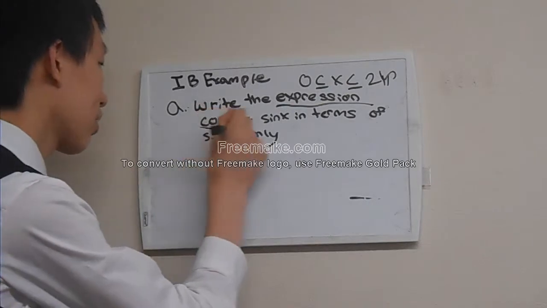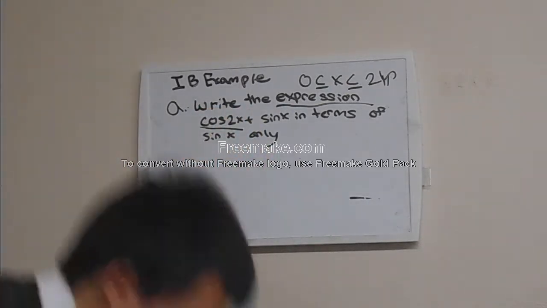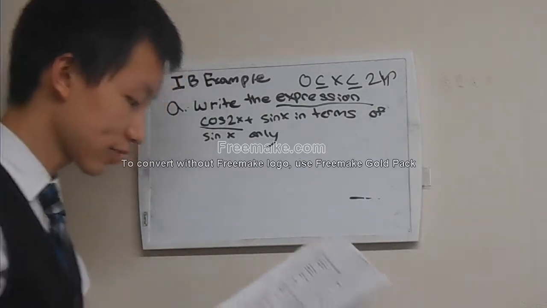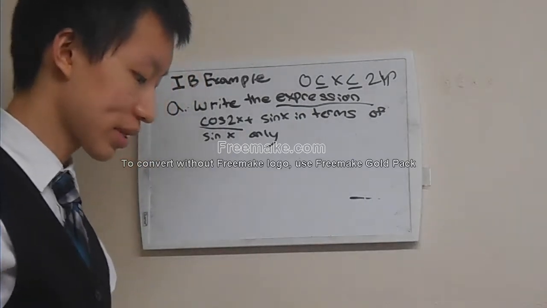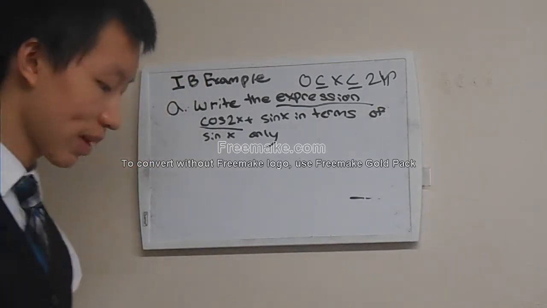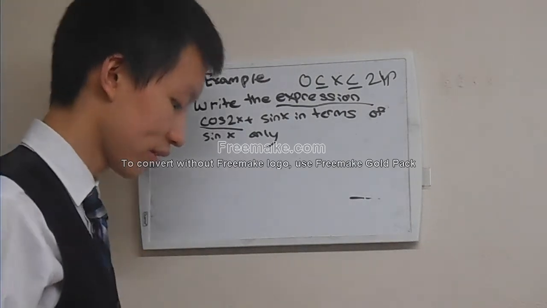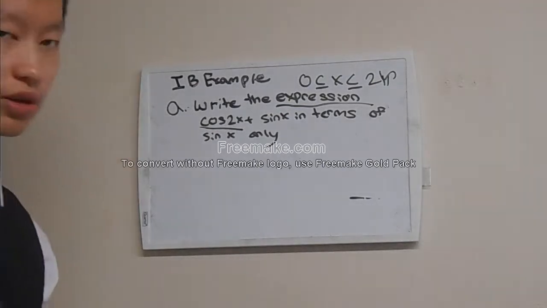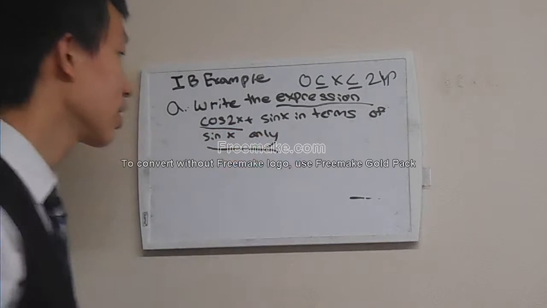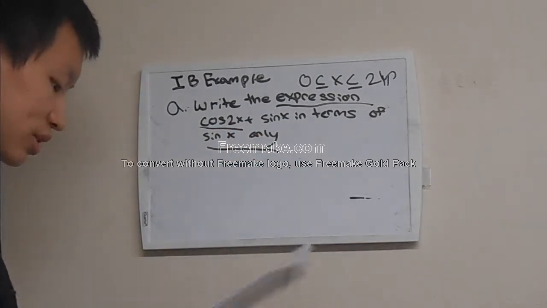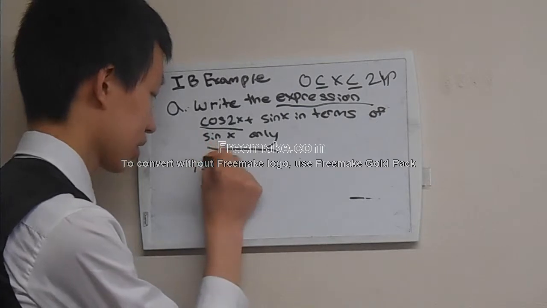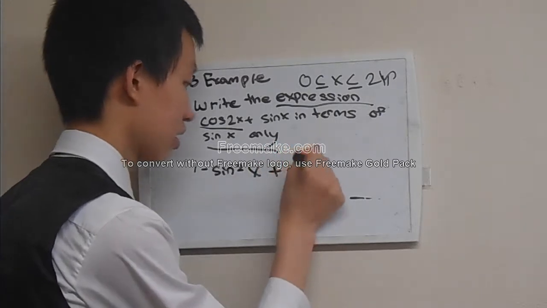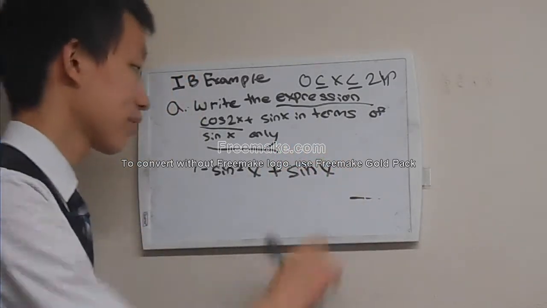Well, up here we can tell that cosine 2x is in our double angle formula, and cosine 2x has 3 ways we can do it. We can have cosine squared of x minus sine squared of x, or we can have 2 cosine squared of x minus 1, or 1 minus 2 sine squared of x. Since it's asking for sine of x only, I can recognize that we should turn this into 1 minus 2 sine squared x plus sine of x, and thus we have our expression for part A.